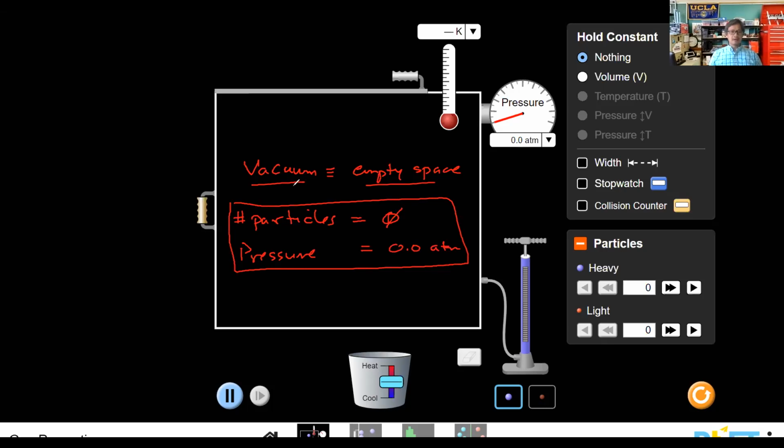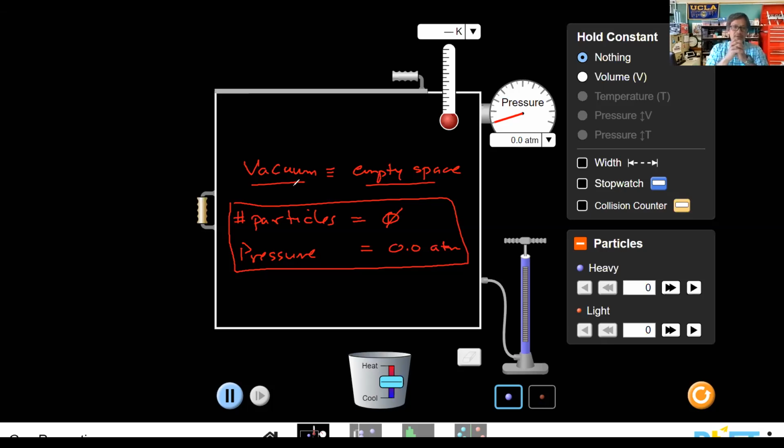So with that said, is there anywhere in the universe that represents a true and complete vacuum? The answer is no. Everywhere in the universe, even in the deepest, darkest space, there are still going to be remnants of something out there, some type of particles, and as such it's not a true vacuum.